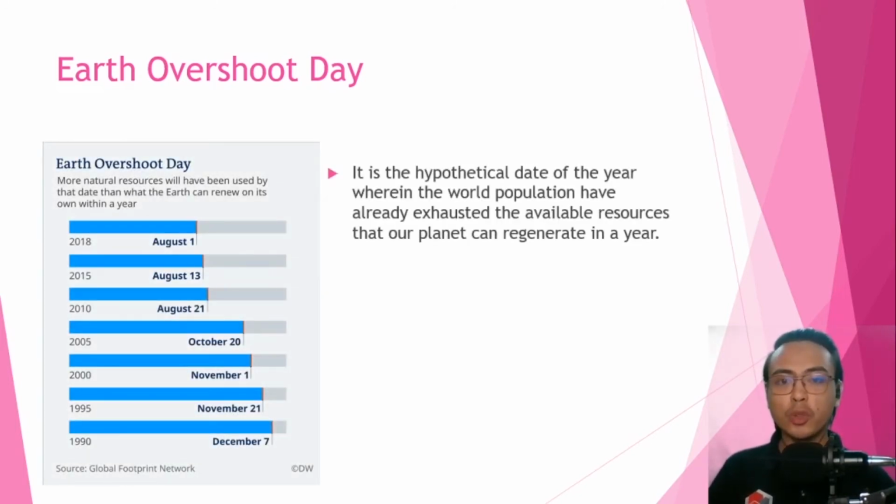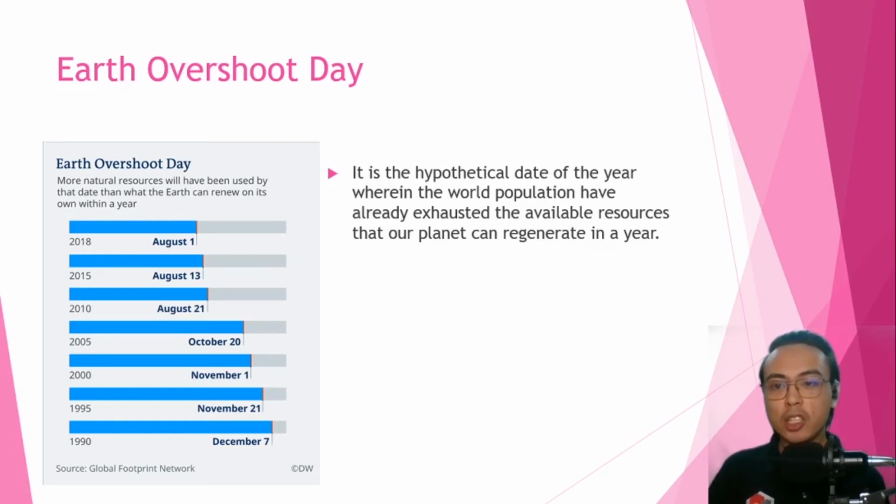The Earth Overshoot Day is the hypothetical date of the year wherein the world population has already exhausted the available resources that our planet can generate in a year. Basically, Earth Overshoot Day is like your budget. Let's say, for example, you were given 10,000 pesos for 1 week and you have already spent your 10,000 pesos as early as Thursday. So that is Earth Overshoot Day.